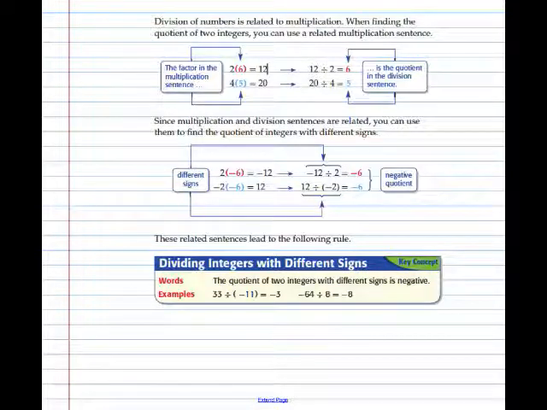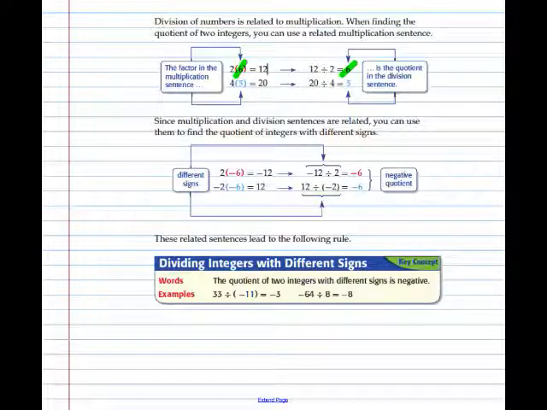Division of numbers is related to multiplication. When finding the quotient of 2 integers, you can use a related multiplication sentence. So in the multiplication sentence, 2 times 6 equals 12, I can then write the inverse of that as a division sentence: 12 divided by 2 equals 6. So the factor in the multiplication sentence is the quotient in the division sentence.